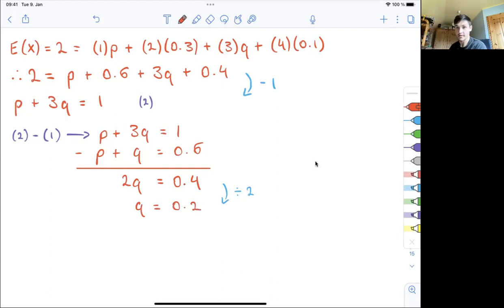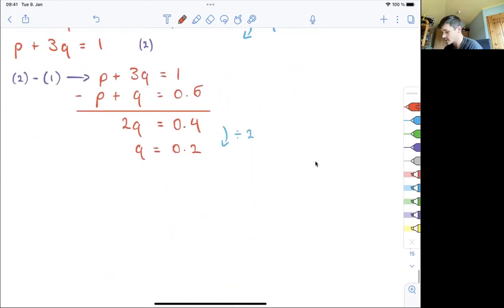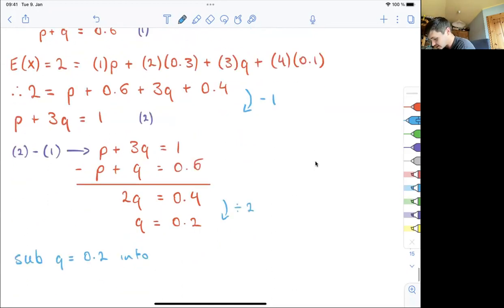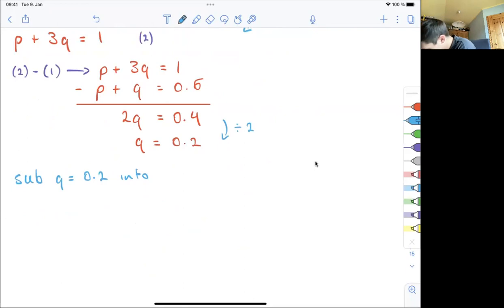And then now to find the value of P, or show that the value of P is, as we're told here, 0.4, I'm going to substitute Q is equal to 0.2 into either equation. But in an exam, I would encourage you to use the easiest and most efficient equation possible. In this circumstance, it would be equation 1. There's less calculations to do.